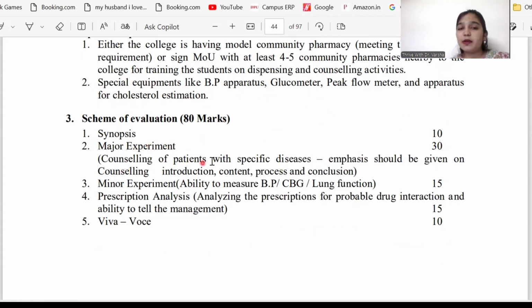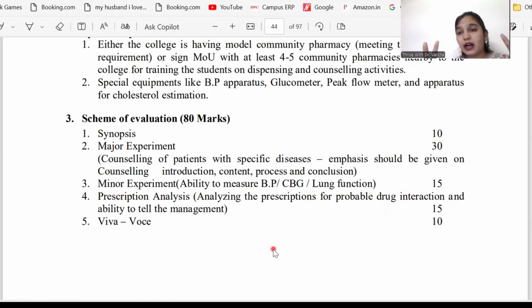Major experiment will be counseling patients with specific diseases. Emphasis should be on counseling: introduction, content, process and conclusion. I will explain this to you. Minor experiment will be that you will have to measure your BP, CBG or lung function. Then prescription analysis, you will have to find the drug interaction. What drug interactions you have observed.